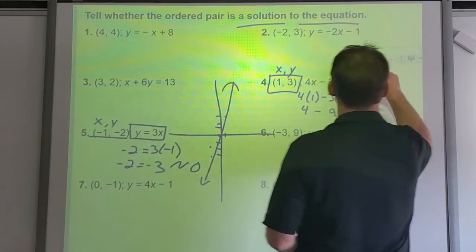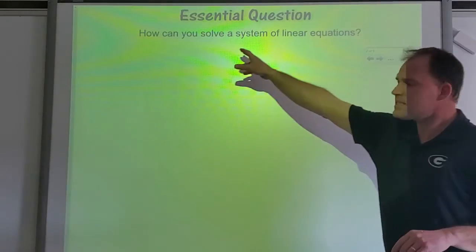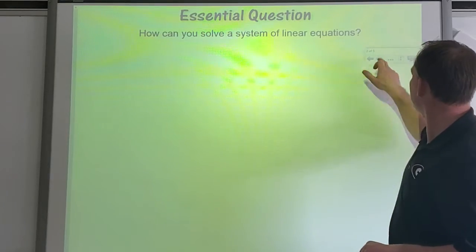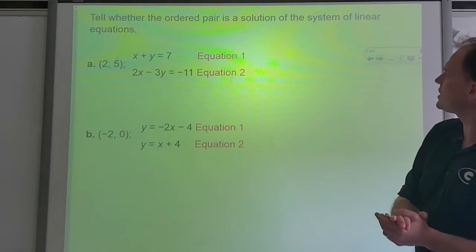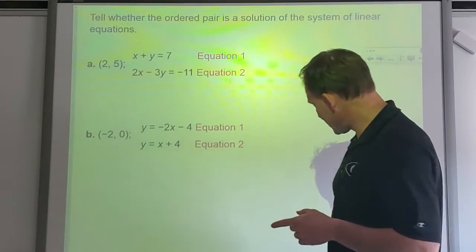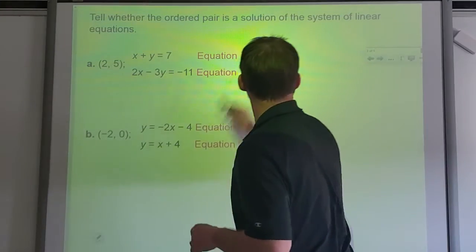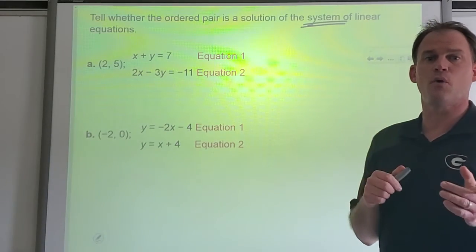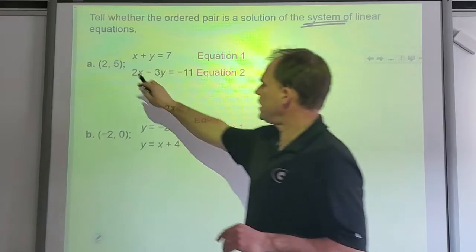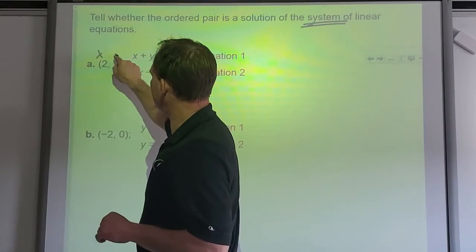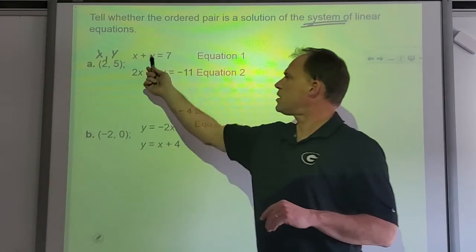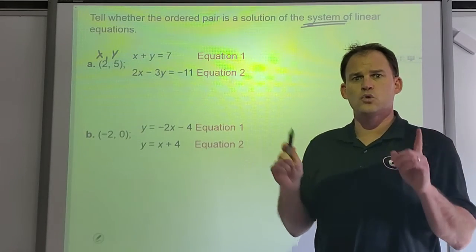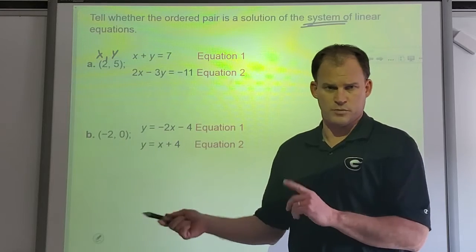Now, a system of equations means there's going to be two equations. Tell me if the ordered point is a solution to the system of equations. So we have to find out if it's a solution to both of them. So again, we have our point, it's always x comma y, and we're going to plug it into each equation. To work, it has to be true for both equations. It can't just be true for one.